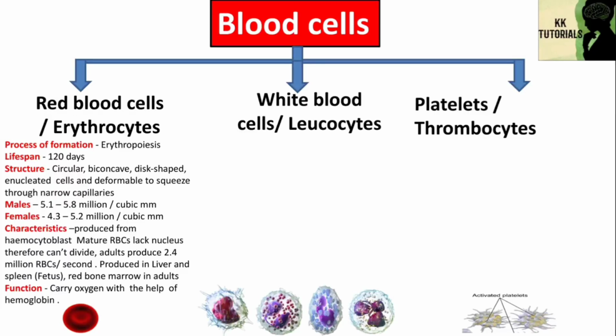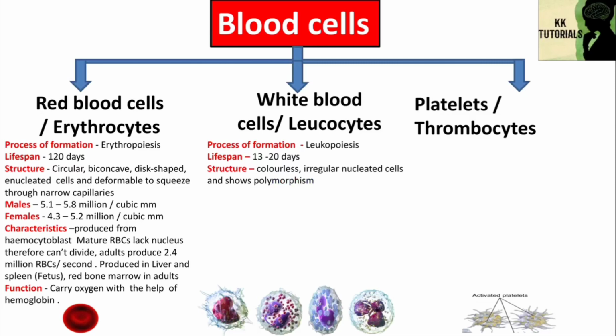The second blood cell type is white blood cells, also called leukocytes. The process of formation of white blood cells is called leukopoiesis. The lifespan of WBCs is around 13 to 20 days. They are colorless, irregular, nucleated cells and show polymorphism, which means they occur in several different forms. There are two types of WBCs. They are granulocytes and agranulocytes. We will study their types in upcoming slides.